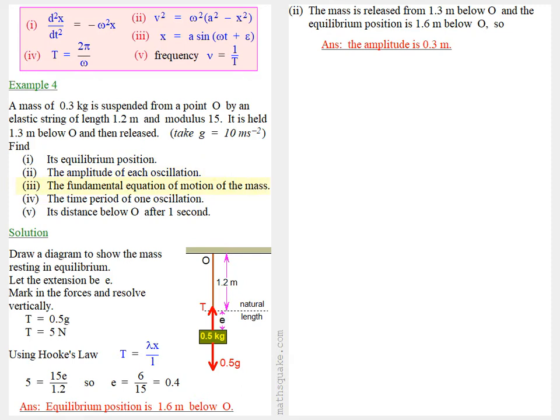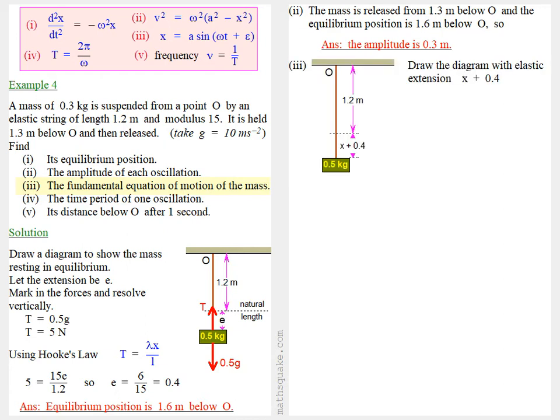Now in part 3 we're asked to find the fundamental equation of motion of the mass. Now again we need to draw a diagram. The important thing to remember is the displacement x must be measured from the equilibrium position. Now the equilibrium position is 0.4 below the natural length. So when we draw the diagram with displacement x, the extension will be x plus 0.4. Now we can mark in the forces and resolve vertically using F equals ma. There's the weight of the object again, which is 0.5g. And there's the tension. We can call this tension T.